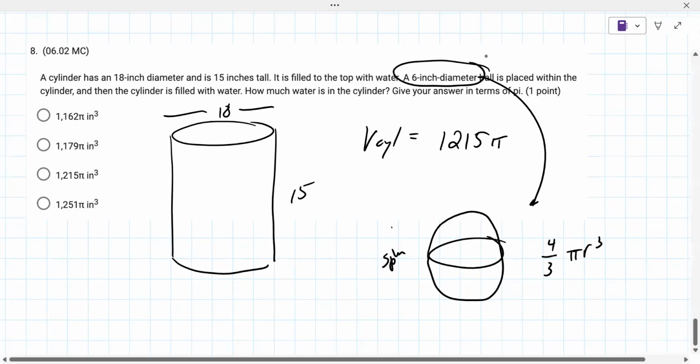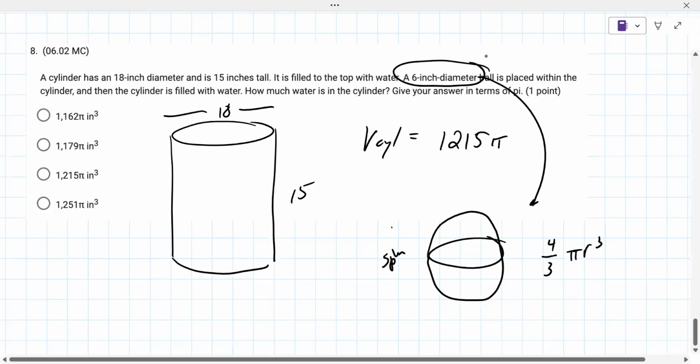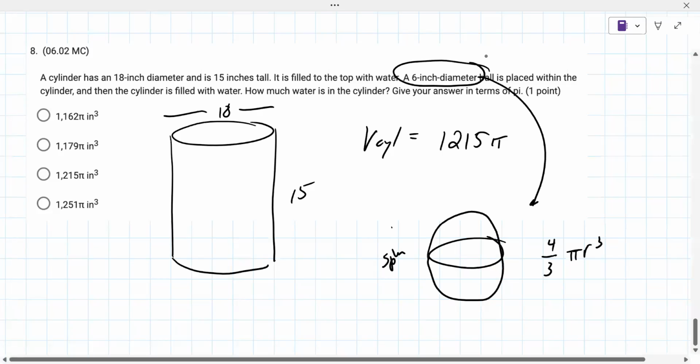About 972 pi. So not including pi, I got 972 pi. So then when you subtract both the volumes, right, what did you come up with? I got 972 pi.